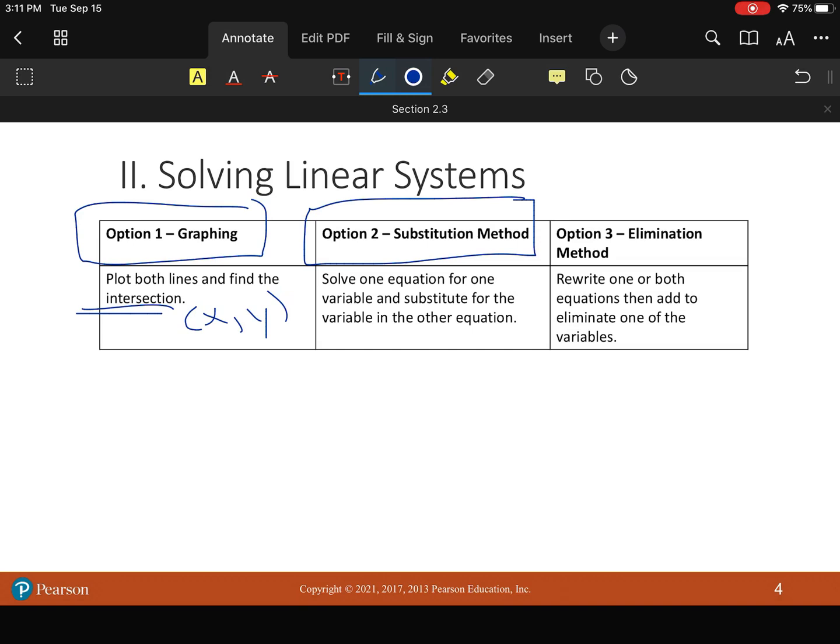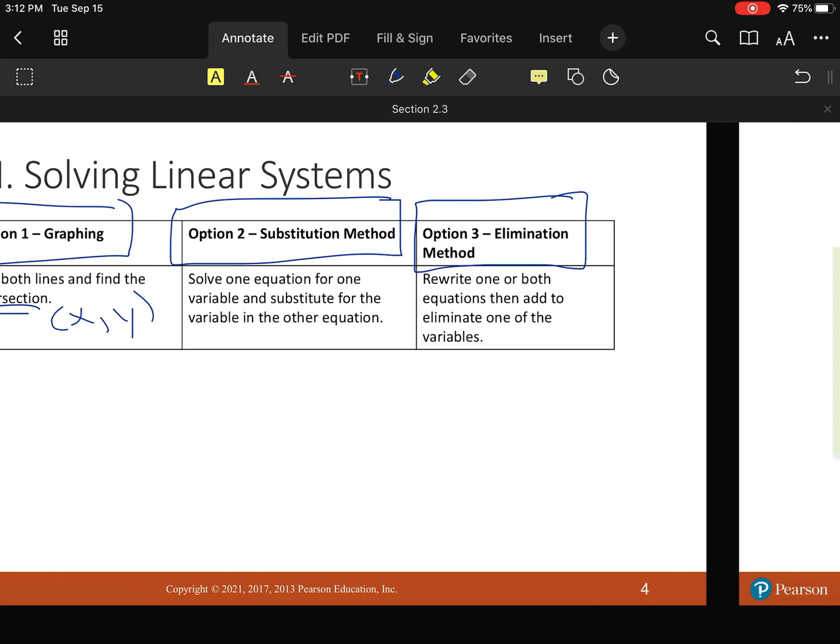Then elimination. You're solving both of the equations at the same time, but you're trying to eliminate one variable. So I'm going to demonstrate how to actually solve a system using all three techniques. Let's jump in.